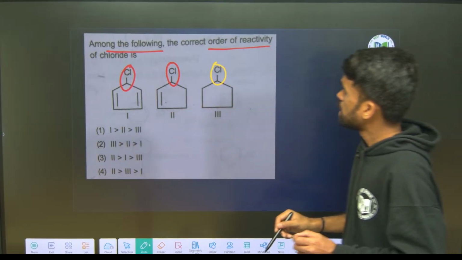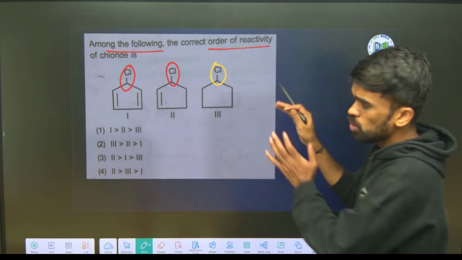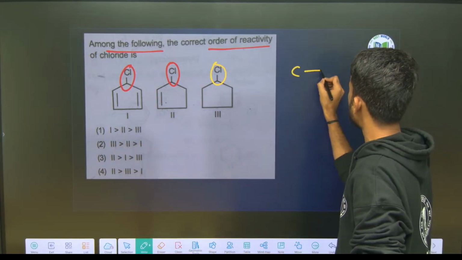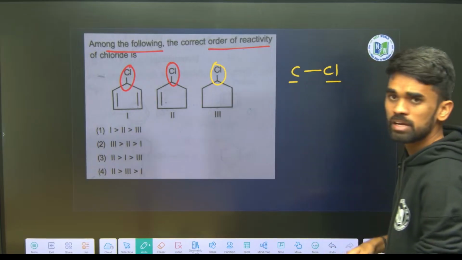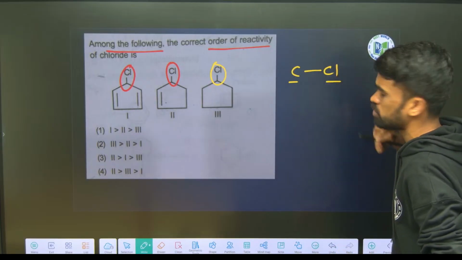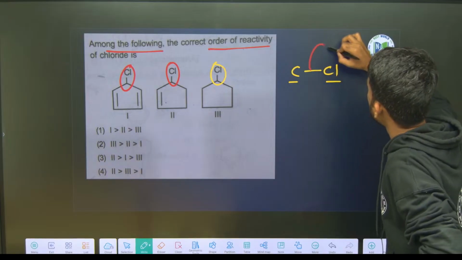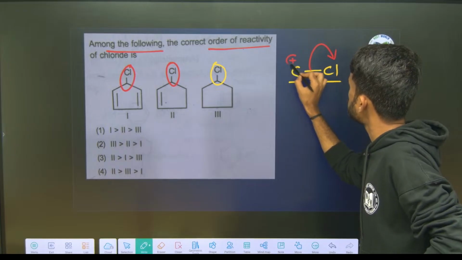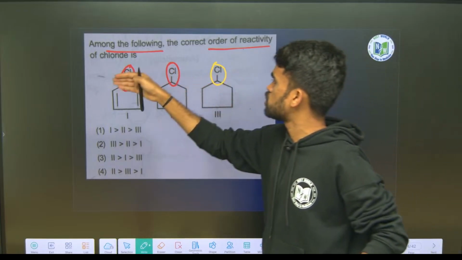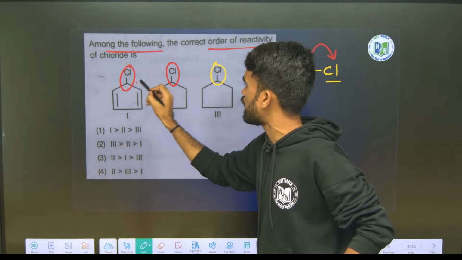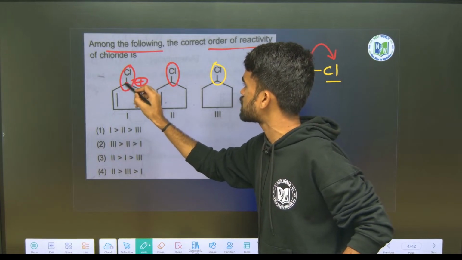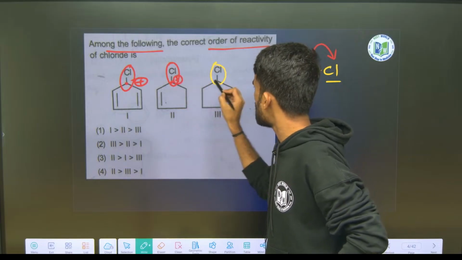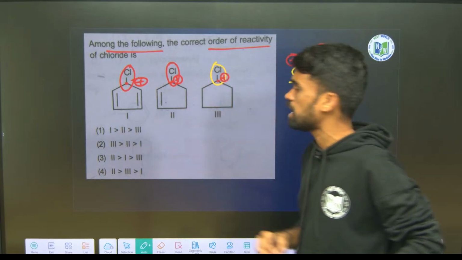Whenever you have organic compounds like this, we know, based on the electronegativity difference between carbon and chlorine, carbon is less electronegative than chlorine, therefore chlorine will take the bonded electrons with itself. So our carbon is getting a positive charge. In all these species, after removing chloride ion, we are going to get a carbocation on each of these carbons, an electrophilic center.